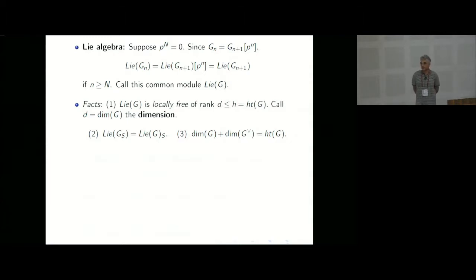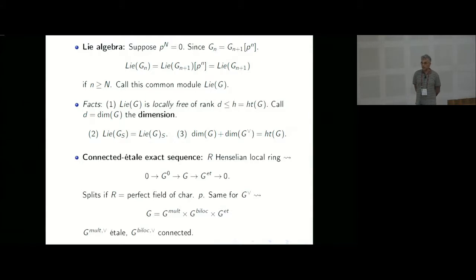So for example, in the case of μ_{p^∞}, the dimension is 1, the Cartier dual is Q_p/Z_p, its dimension is 0, and together they add up to 1. In the case of an abelian variety, this p-divisible group is polarized, self-dual or up to isogeny self-dual, and each of the dimension of the p-divisible group and its dual is the dimension of the abelian variety, and the height is twice the dimension of the abelian variety.